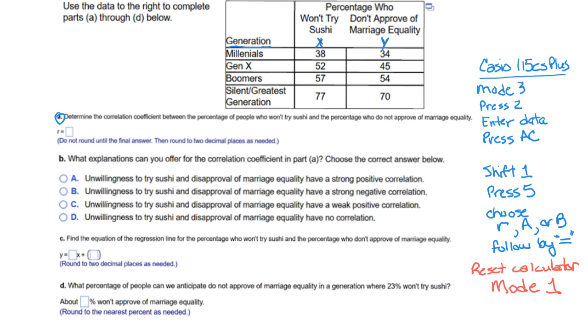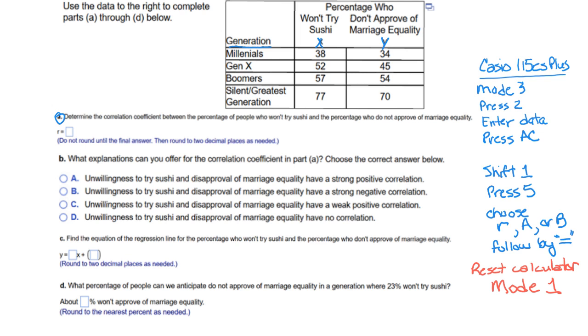Then you use that center button where it has the arrows, you move to the right and scroll back up to the very first Y value, enter your Y values, 34 equal, 45 equal. Go all the way through till you press 70 equal, and then after you press that last equal, go ahead and press AC to save your data. Very important that you press your AC. So your data is all saved in your calculator at this time.